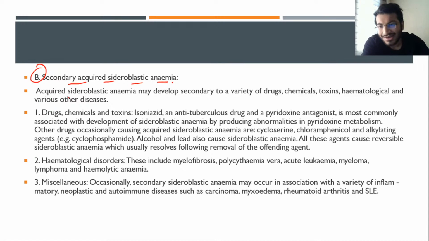So this is secondary. It is acquired by the administration of drugs, hematological changes, and certain inflammations. So drugs, chemicals, and toxins like isoniazid, that is an anti-tubercular drug and a pyridoxine antagonist, is most commonly associated with the development of sideroblastic anemia by producing abnormalities in the pyridoxine metabolism.